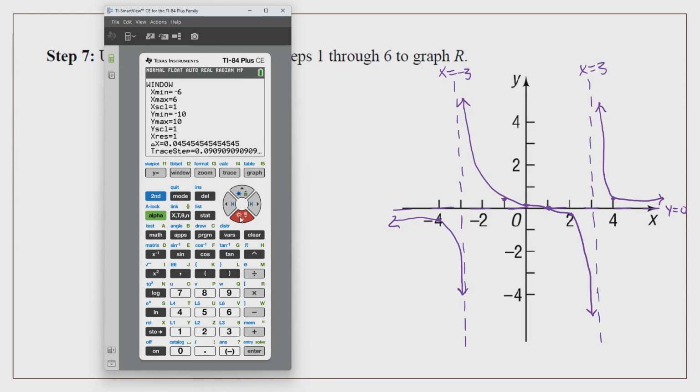Our y min will do the same thing. We'll go to -6 and 6, and we'll keep our scale at 1. So now we can press graph. And we see here that we have something very similar to the graph. Note that on the right-hand side, it might look like our graph stops, but it actually doesn't.